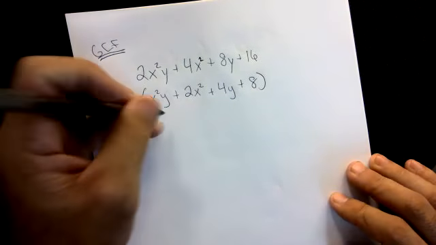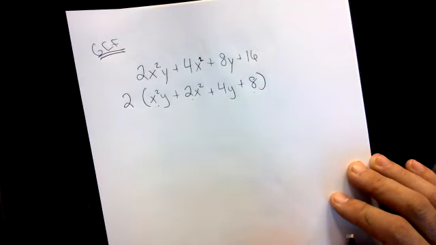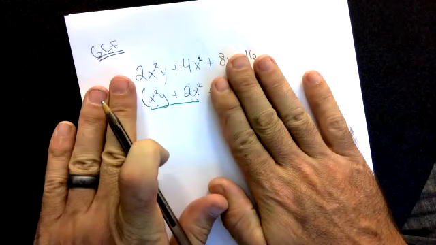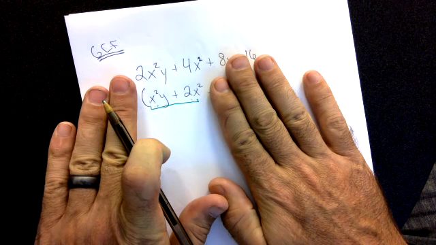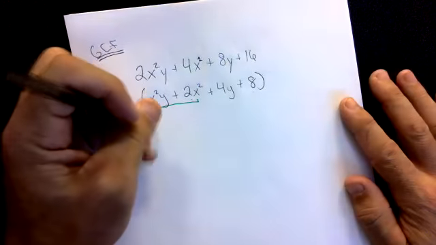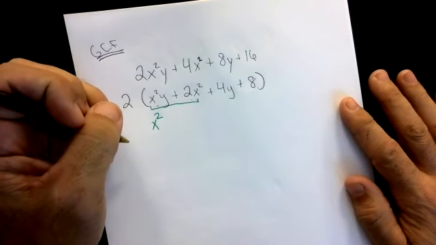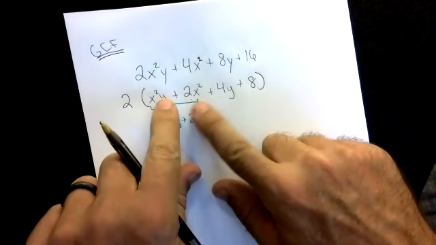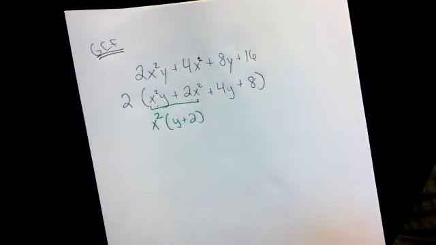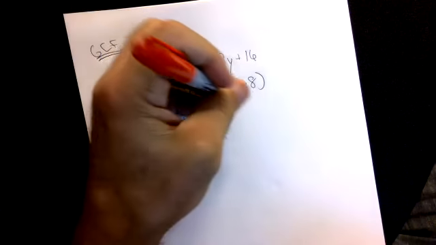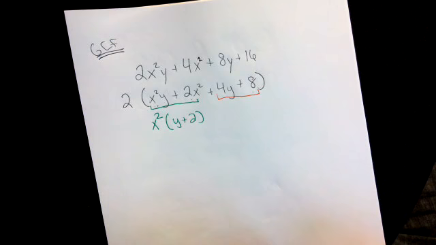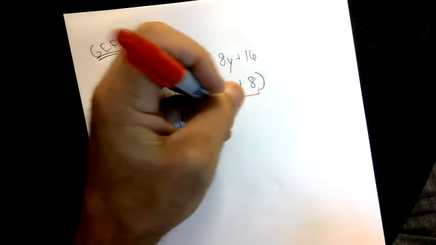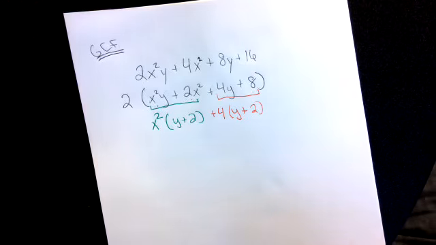Okay, now I have 4 terms here. I'm going to try and factor this by grouping. If I look at just my first group, so if I ignore everything else, if I just look at that x squared y and that 2x squared, I can factor out an x squared, which if I divide that x squared out, I'm left with y plus 2. If I look at my second group, I can factor out a 4, which if I divide 4 out, that again leaves me with y plus 2.